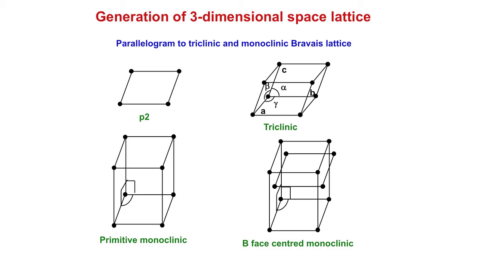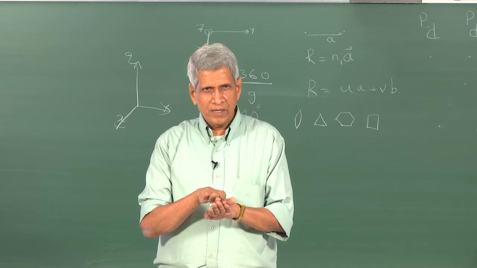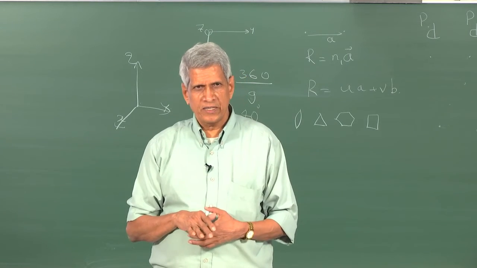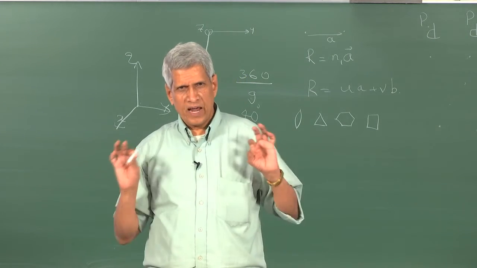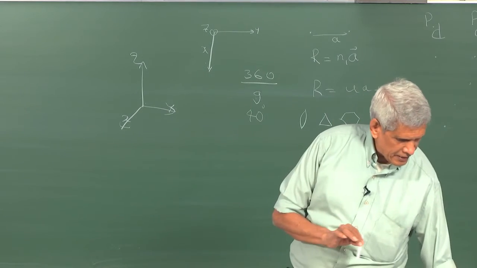Here in between, if I put one more layer, that is what creates the base centered monoclinic structure, that is, one face is centered. So essentially, where are we keeping it? Either at a point which has some symmetry associated with it, or a point where there is no symmetry. We are trying to keep these two-dimensional lattices on top of each other. Then the total number of Bravais lattices which we can generate.